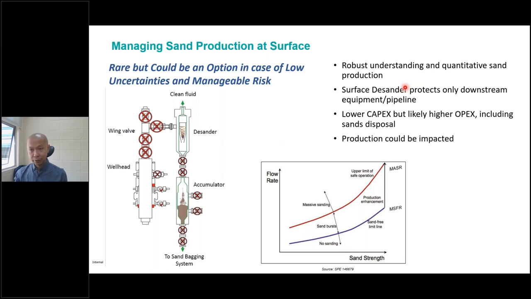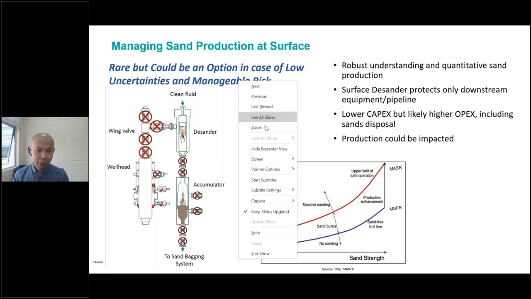Anything downstream of it, right? It's not going to protect anything upstream of it. So the risk of having this sand erosion, sand deposition is still valid. It still can happen before or upstream of the descender. So it is in our best interest to put the descender as close as possible to the well, right?